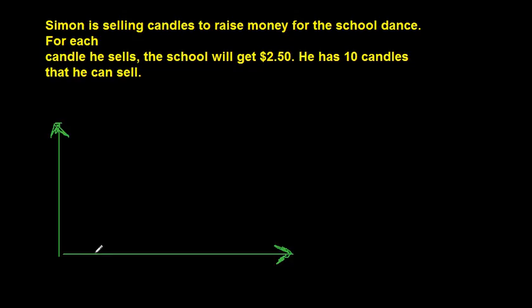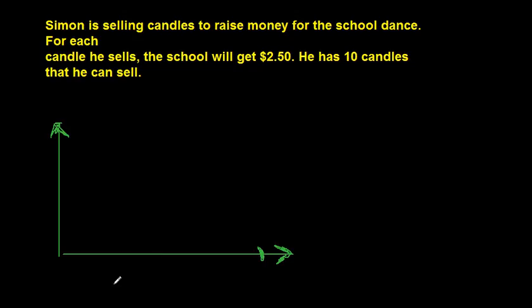So here along the graph, first of all, what is my x-axis? What could I label this? I'm not dealing with time, so what am I dealing with? Amount of what? The amount of candles sold. So let's say these are going to be my candles.